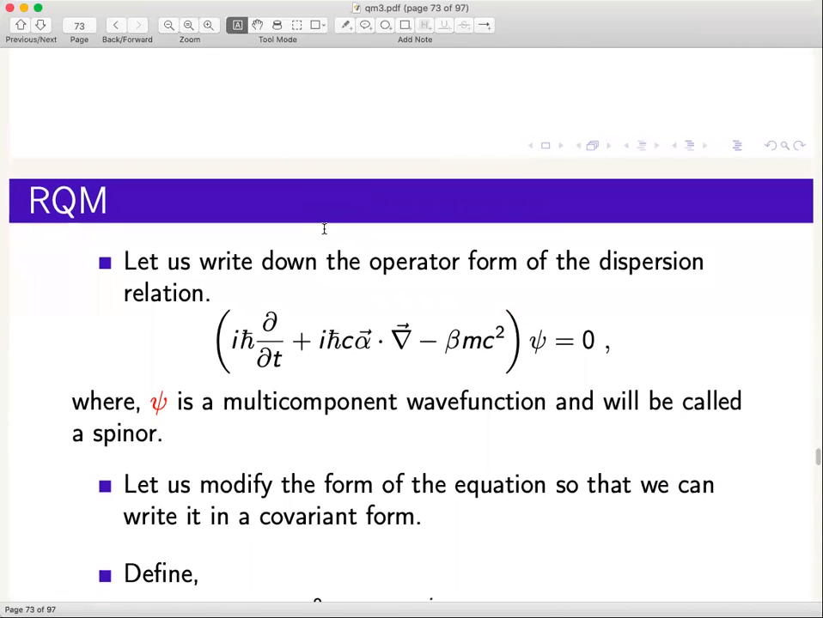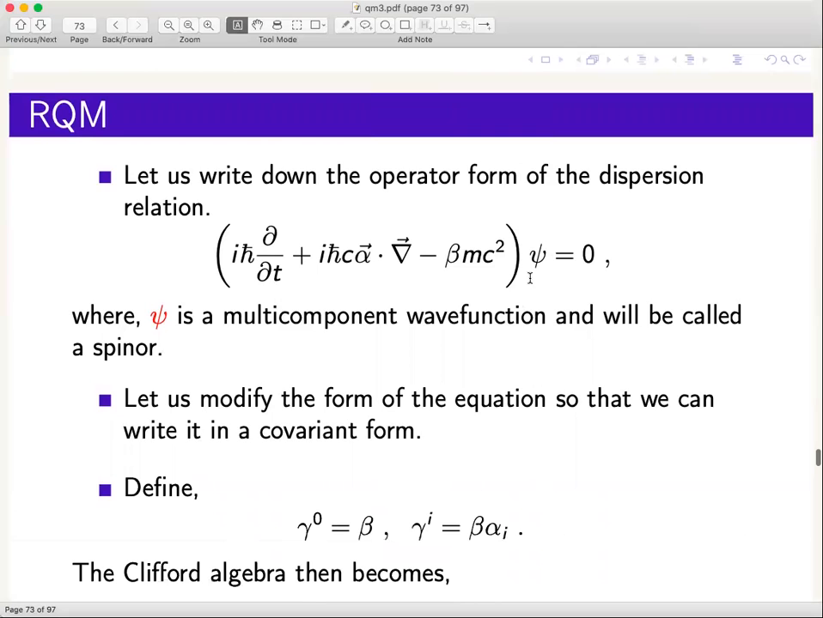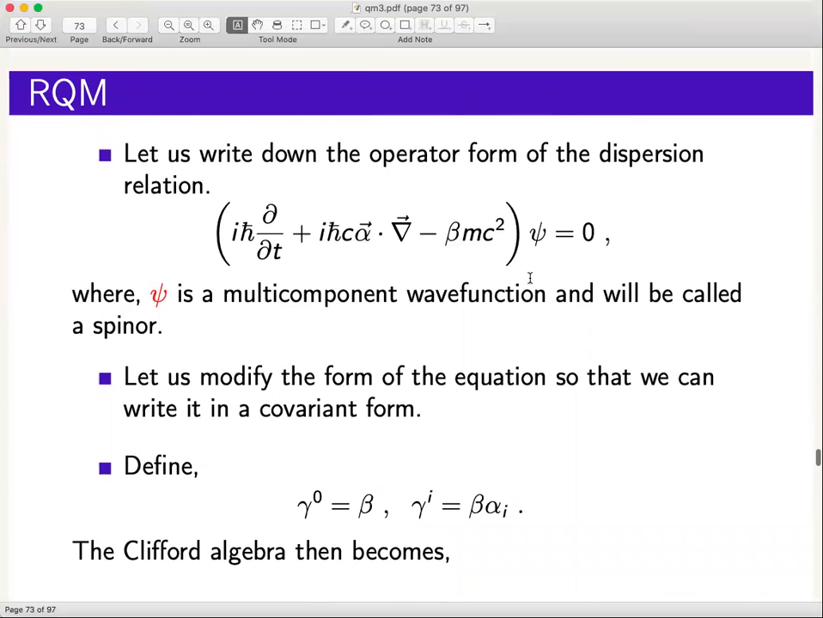Okay, so if you convert the dispersion relation by writing the operator formulation for energy and momentum, then the equation would look like this. And this equation, of course, requires psi to be a column vector because alpha and beta are matrices. So this 4-component column vector would be called the spinor. In fact, it would be called the Dirac spinor.